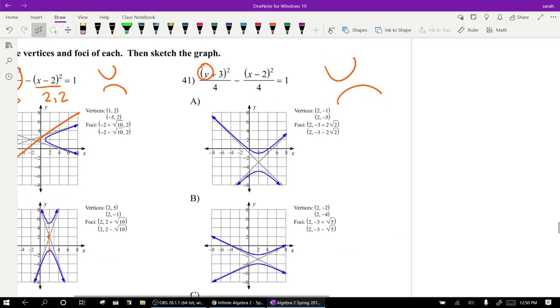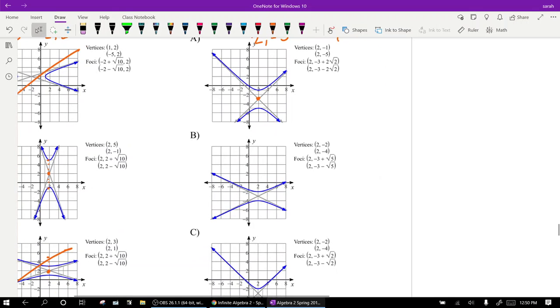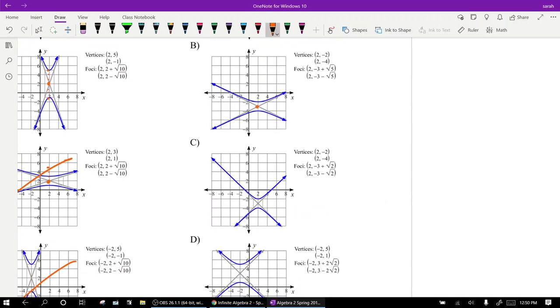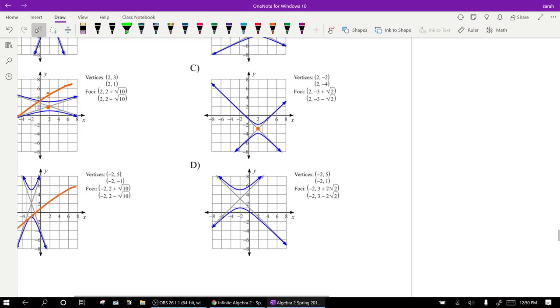So let's take a look at the center. All right, my center is going to be at 2, negative 3. So I'm going to just try and find over 2, down 3. Okay, A could work. Over 2, down 3. B could work. Over 2, down 3. C could work, but D does not, so I can eliminate D already.